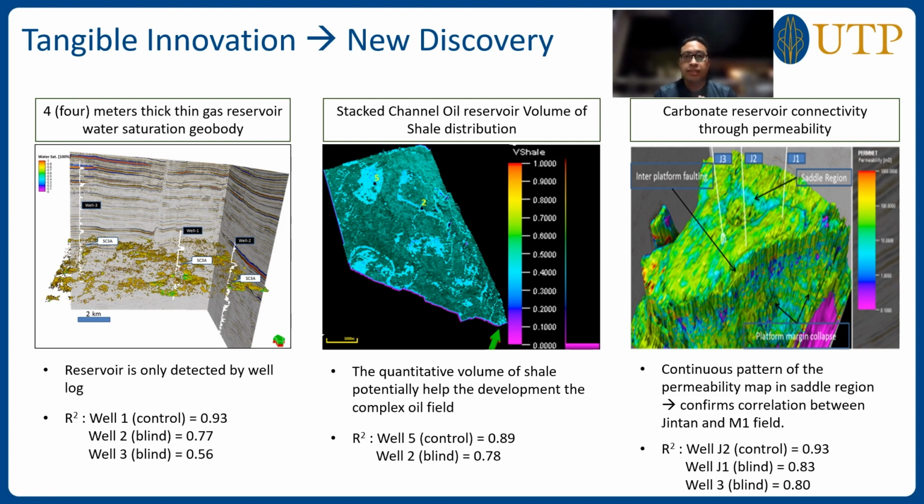The third example that we show here has strong velocity contrast and difficult petrophysical properties in the carbonate reservoir. Again, we are able to prove that we have a good correlation between the two field data that were unable to have a good correlation before, between the Jintan and M1 field. The R2 information indicates that we have a good correlation of 0.93.